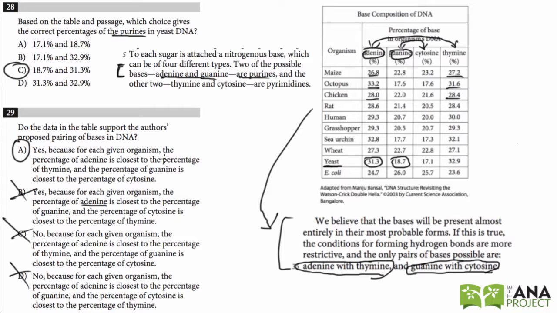So it has to be this: yes, for each organism, the percentage of adenine is closest to the percentage of thymine, which is shown in the chart, and the percentage of guanine is closest to the percentage of cytosine, which is also shown in the chart. So again, for these two problems, we have to refer both to the chart and to parts of the passage that correspond to the chart. We'll finish up this passage in the next video, where we'll tackle problems 30 and 31. See you there.